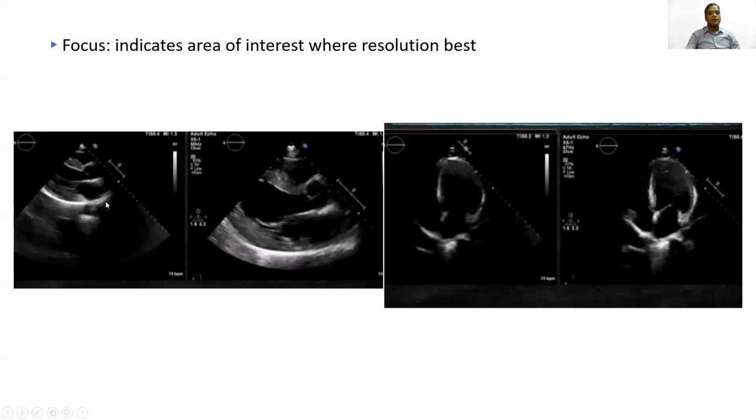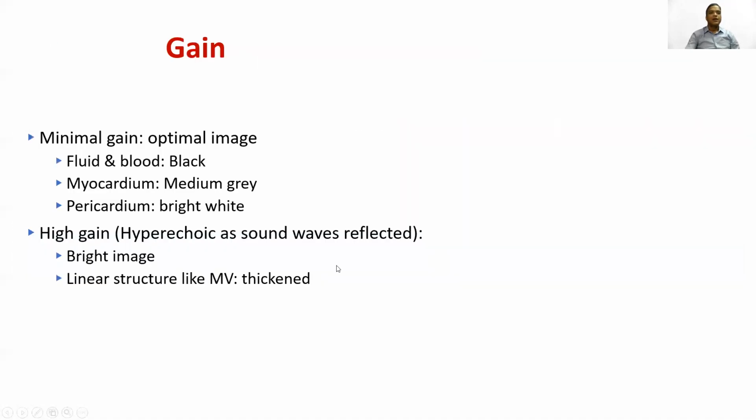In this picture, you can see the depth is very high, and the images here are not clearly shown. But when the depth is adequate, we can see everything, the ventricular septum and the left ventricle wall, clearly. This is the marker of focus. Here the focus is very far above the area of interest, so we cannot see the picture clearly. When the focus is in the zone of interest, the image quality is optimized.